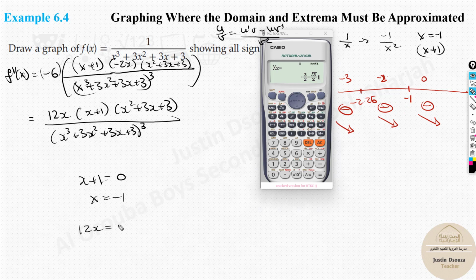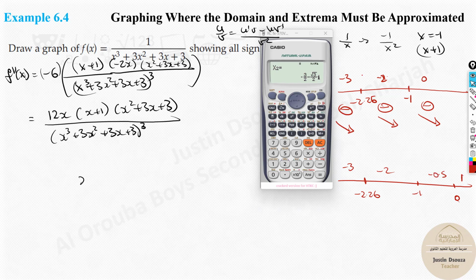Here 12x is equal to 0. What is x? 0. 0 divided by anything is 0. So that's the thing. If you're doing the number line now directly, you will have this: minus 2.26 is the same, minus 1 is the same, and remember to add 0. Now here the test values are minus 3, minus 2, minus 0.5 or half, and you can take 1.